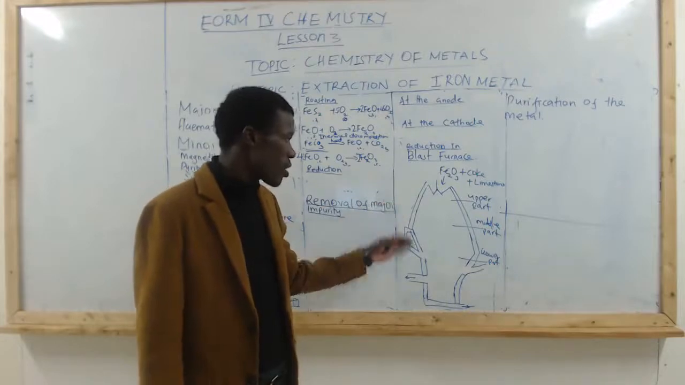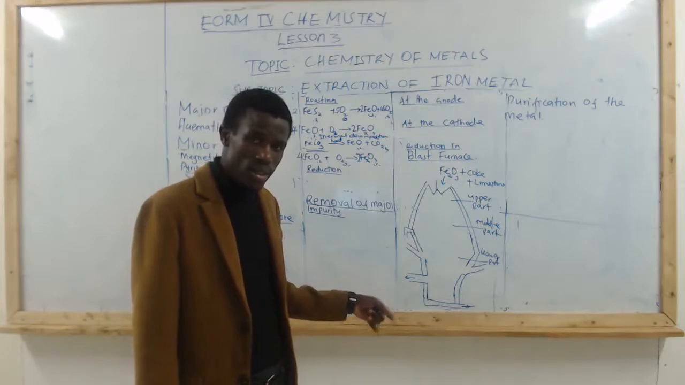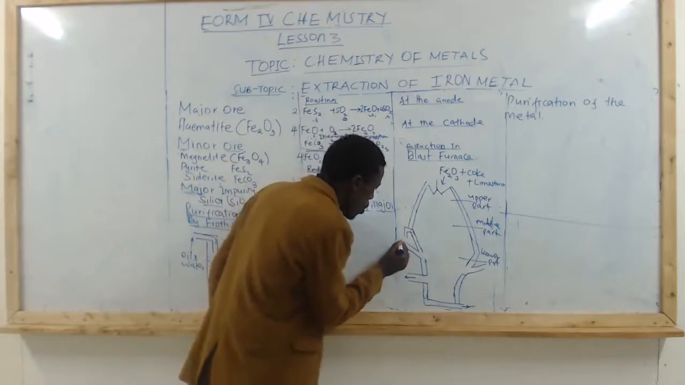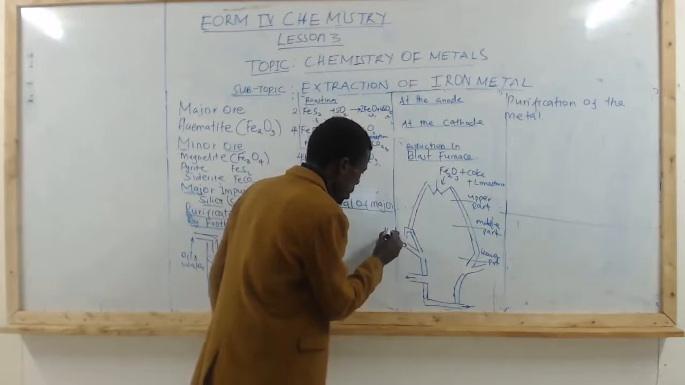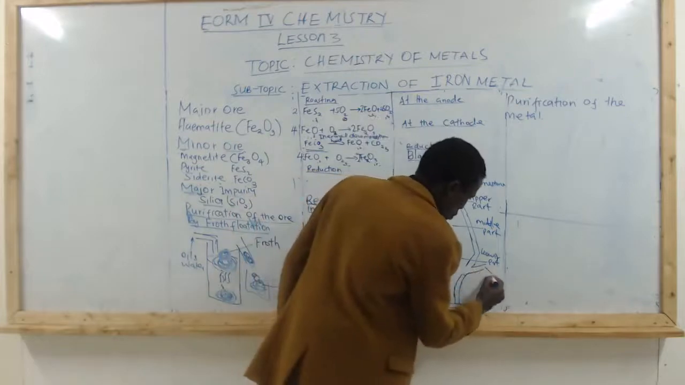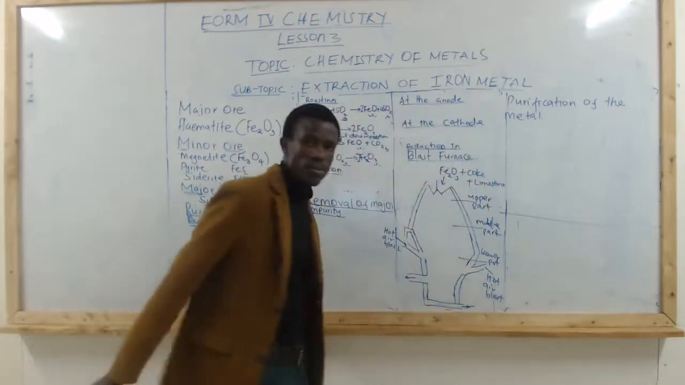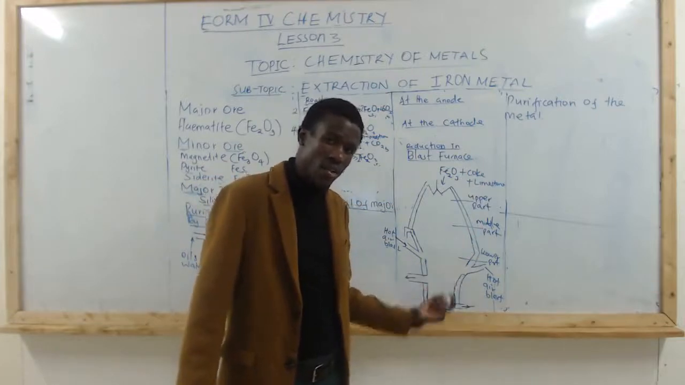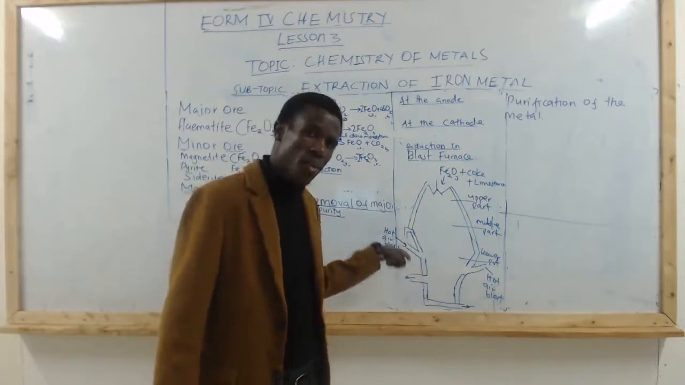Now, the coke and limestone move down to the lower part. Remember, at the lower part, we have the hot air blast. Now, when coke and limestone have trickled to the lower part, coke reacts with oxygen from the air to form carbon 4 oxide.